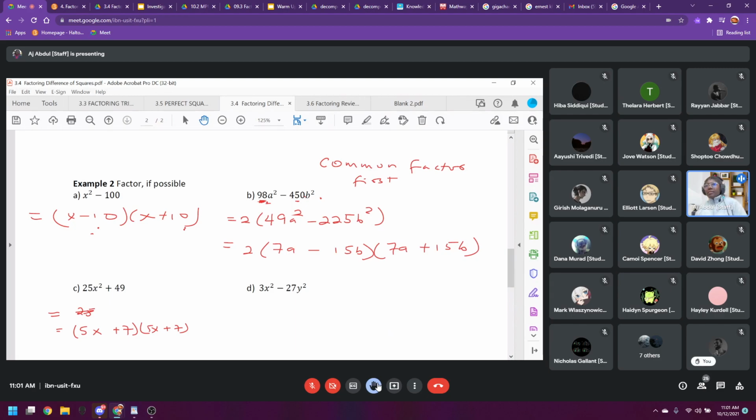Would that be correct, guys? Yes, Nicholas? If they're both perfect squares, then you square root them. Figure out the square root. All right, thank you.